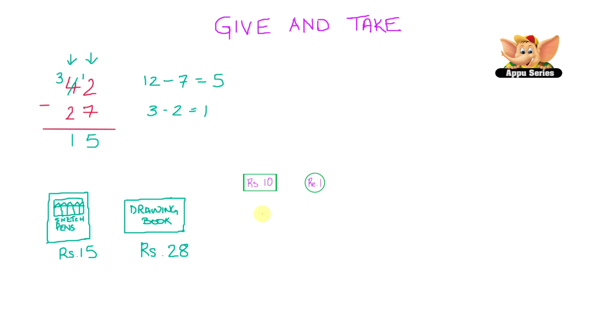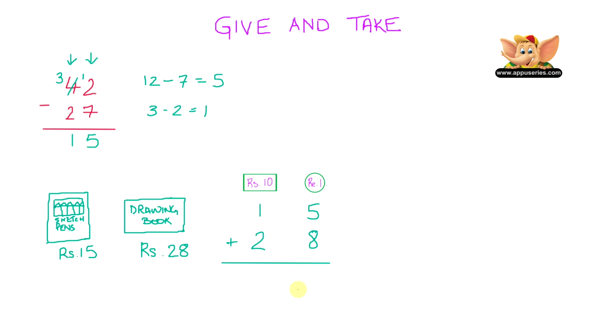Now for 15 rupees, in the 10 section over here, which is under rupees 10, I would have 1 10. And under the 1 rupee section, I would have 5 ones. So that's 15 rupees. For the drawing book, I would come to the 10 section and I would have 2 tens. And if I go under the 1 rupee section, I would have 8 ones. So that's 28 rupees. Let's now add this up.